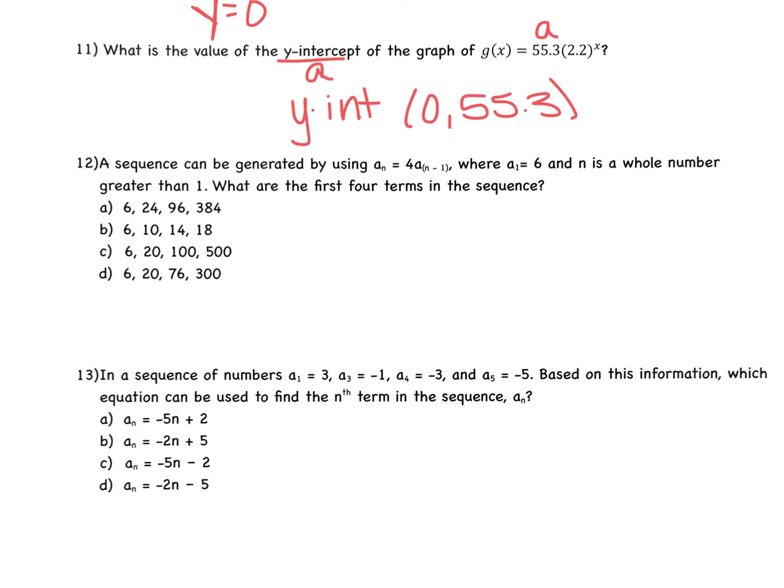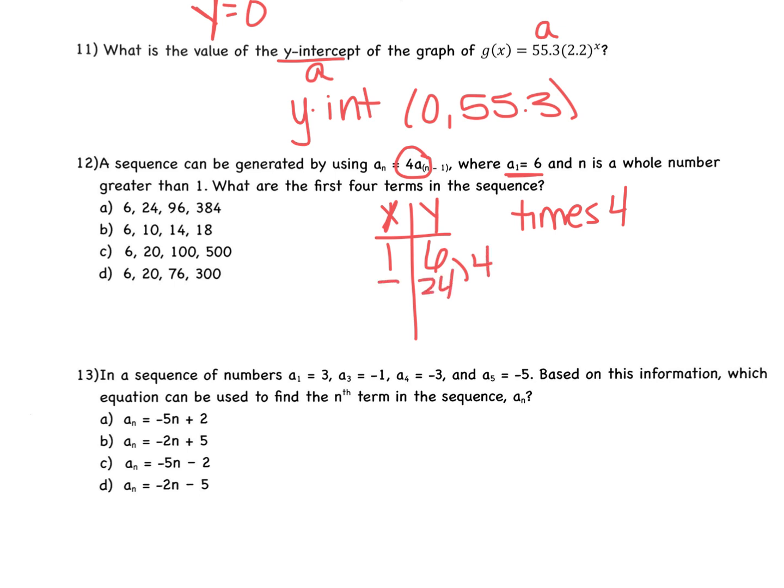All right, sequences. So a sub 1, we talked about this. That means our first term, because remember, sequences start with 1, not 0. My first term is 6. Now, this is a little bit different. Notice this says 4 times. So that means our pattern is times 4. So 6 times 4 is 24. 24 times 4 is 96.